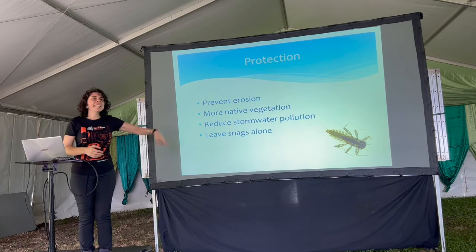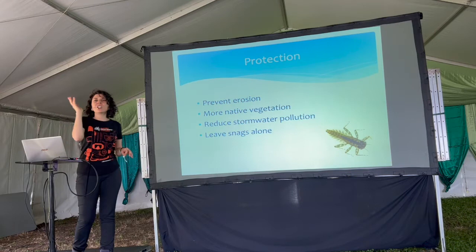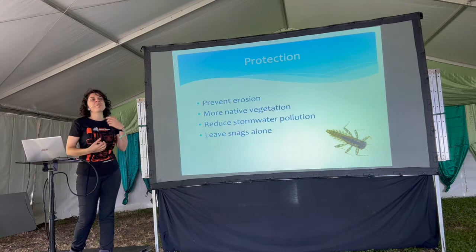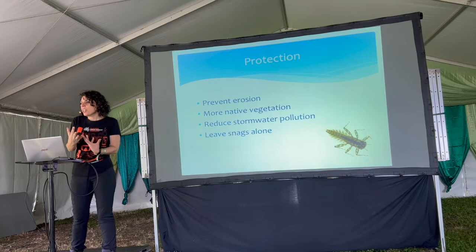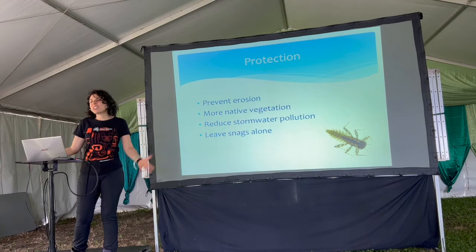It's an old school thought that you have to clear logs and things like that out of creeks and rivers. Now it's understood how important they are for homes, but also because of the variety that they create in the water flow. It'll slow it down or speed it up in certain areas. And again, it's that variety that's so important for supporting the aquatic life.